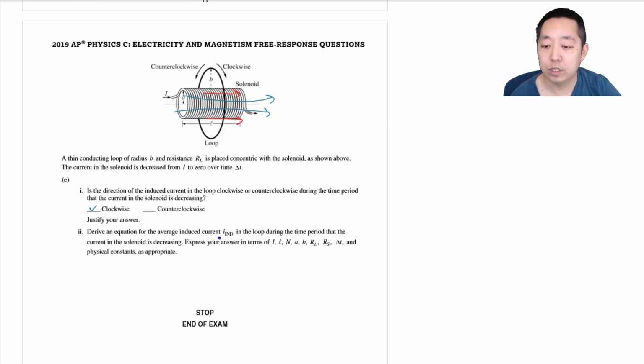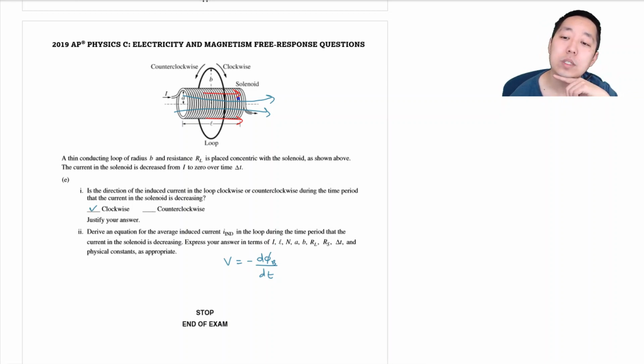Derive an equation for the average induced current in the loop during the time period that the solenoid is decreasing. Express your answers in terms of all of this. Okay, so in general, you usually want to start with the voltage. The voltage is the negative derivative of the flux over time, right? So let's calculate what the flux is. The flux through what is changing? If I assume the magnetic field is just B times the area, what is the flux?